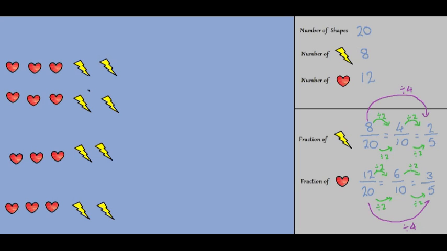So if you can work out how many groups to split your shapes up into, you can work out what to divide your top and bottom number by to get your simplified fraction.